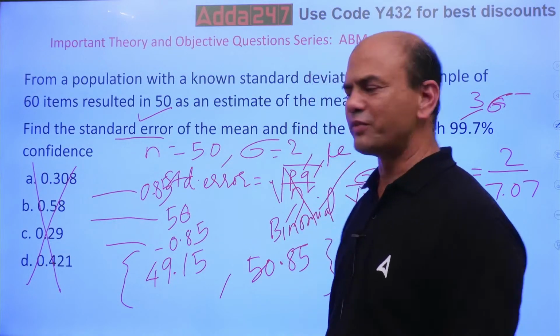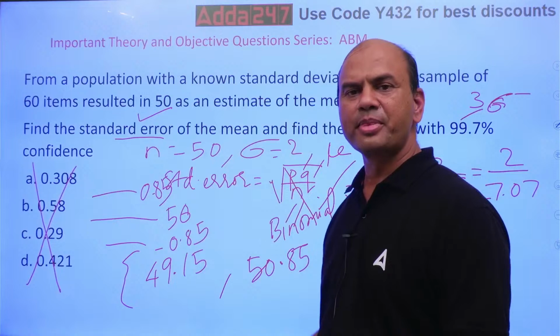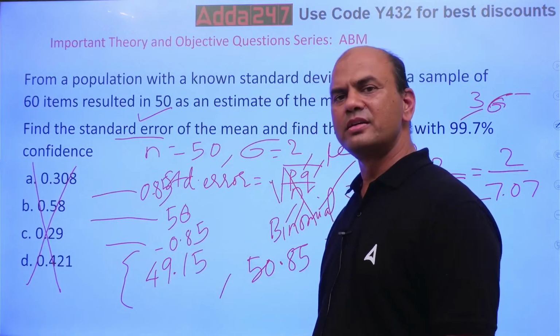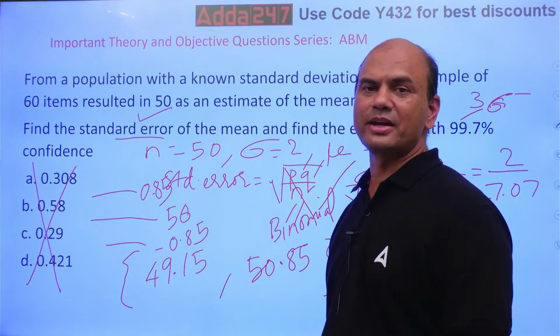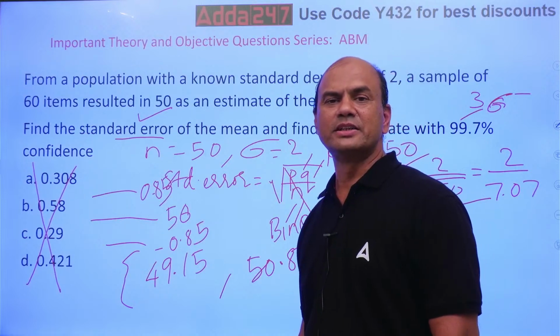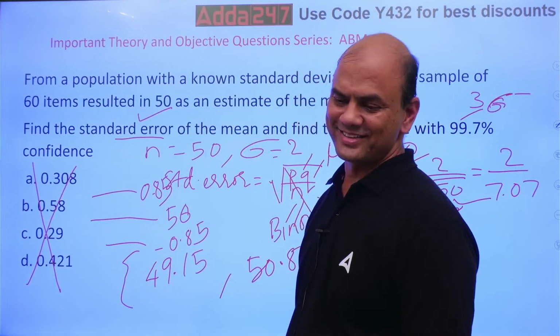Try everything. 50.28, 49 point, this what? 28 subtract, so it will be 72, isn't it?